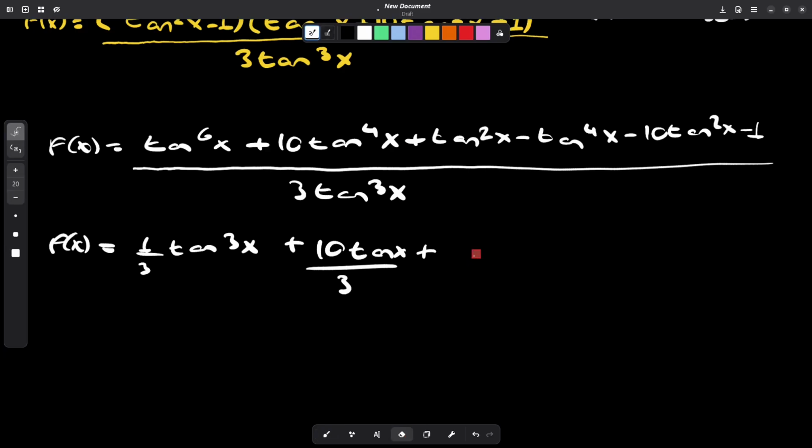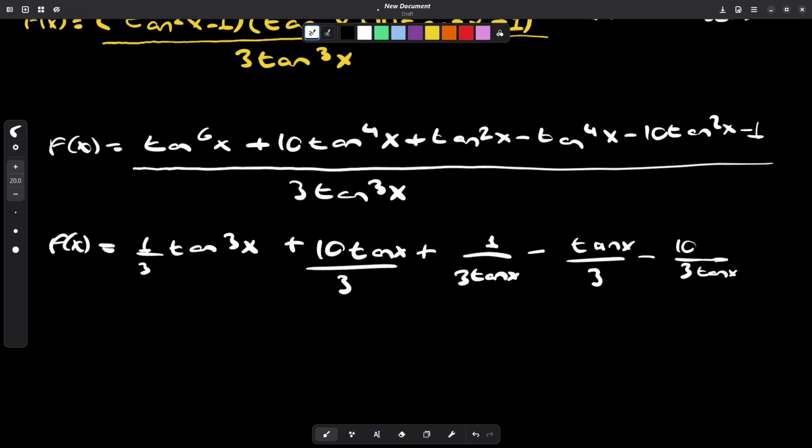Tan, 1 over 3 tan x from here minus 10x over 3. What is this? Minus 10 over 3, 10x, cubed x. What is this?